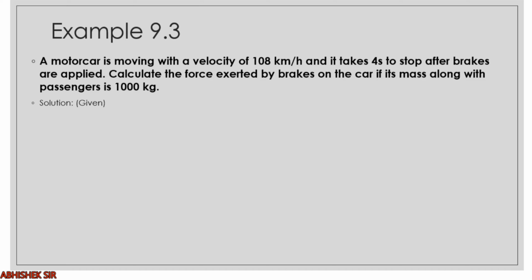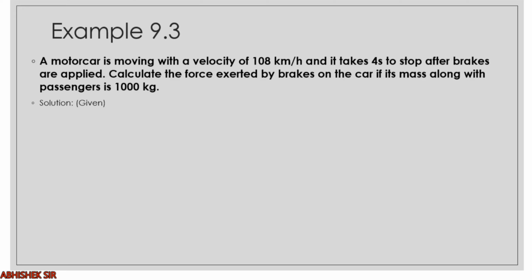Now moving on to example 9.3. A motor car is moving with a velocity of 108 kilometer per hour. Note the unit, kilometer per hour, and it takes 4 seconds to stop after the brakes are applied. Calculate the force exerted by the brakes on the car if its mass along with the passenger is 1000 kilogram.